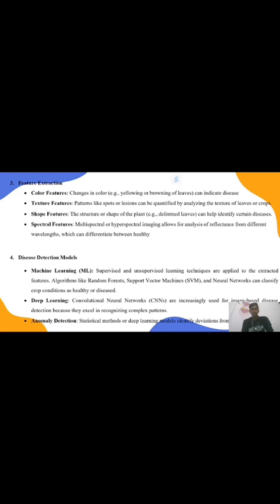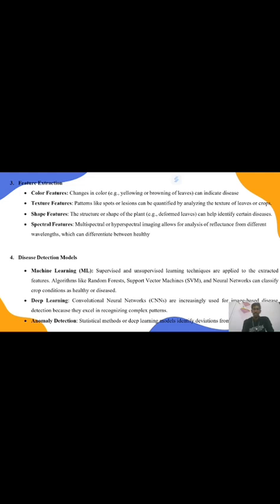The third point is feature extraction, like color features. Change in color, for example yellowing or browning of leaves, can indicate diseases of arecanut and coconut. And texture features, like patterns such as spots or lesions, can be quantified by analyzing the textures of leaves or crops.